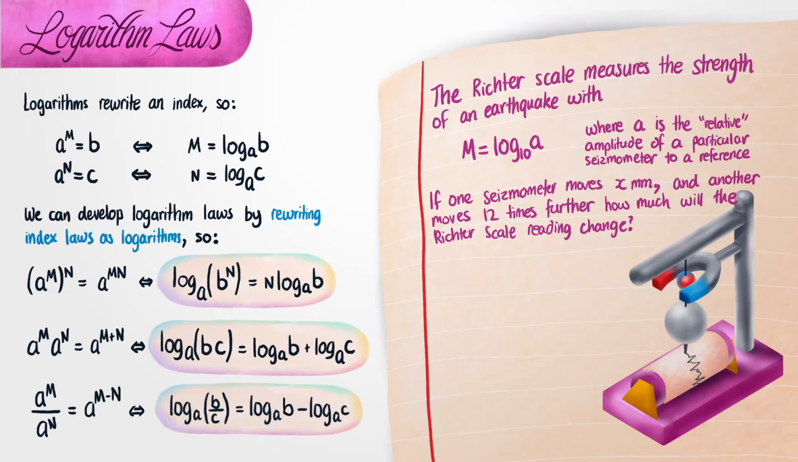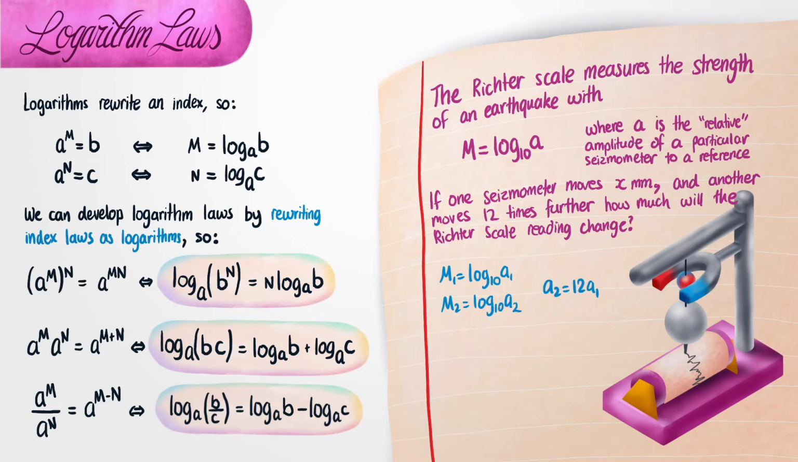So the question we're asking is, if on one day the seismometer moves X millimeters, and then on another day it moves 12 times as far as it did the previous day, how much will the Richter scale reading change? So we're going to explain this by saying M1 and A1 represent the first day, and M2 and A2 represent the second day. So if X is going to be the value of A1, then the value of A2 is going to be 12 times X, or in other words, A2 is just going to be the same thing as 12 times A1.